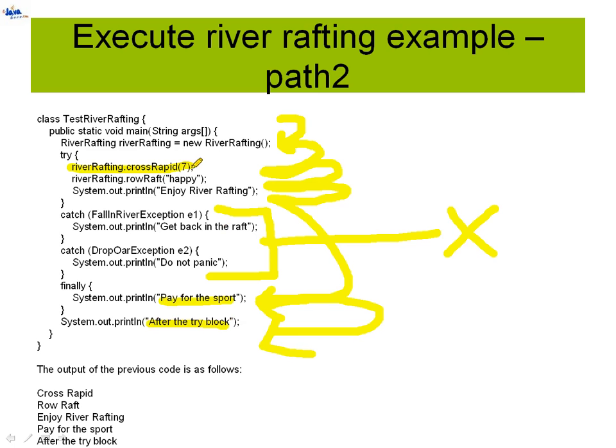So 1, 2, this one prints cross rabbit, this one prints row raft, this is enjoy river rafting, this line get back in the raft. No, I'm sorry, this is not printed. I have a cross here. So this is not sent to the console. So this is how the control changes, the lines of code which execute change depending on whether the code throws an exception or not.